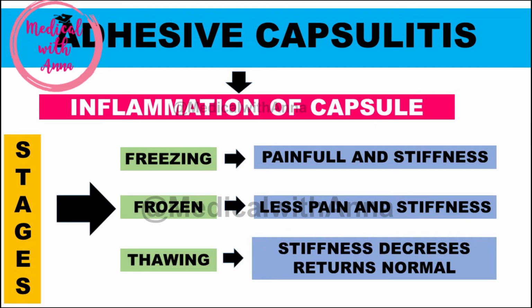Stages of adhesive capsulitis. There are 3 stages of adhesive capsulitis. Stage 1, freezing stage. Stage 2, frozen stage. And stage 3 is thawing stage.